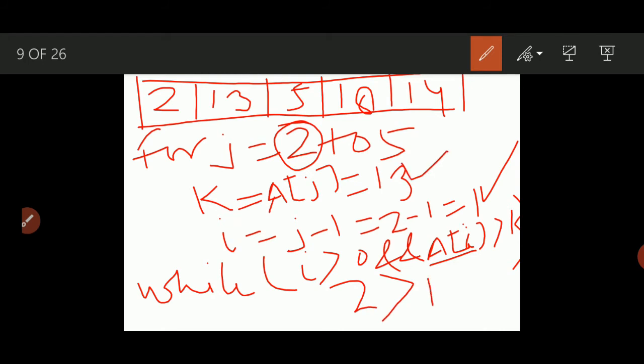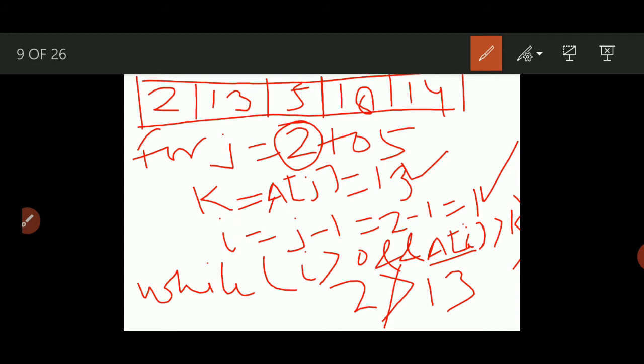The key value is 13 there. Is 2 greater than 13? No, that means the condition is false. That means there is no change in the position of 2 and 13. That is right, you have to say 2 is less than 13. The comparison is here, but no desired position is changed.